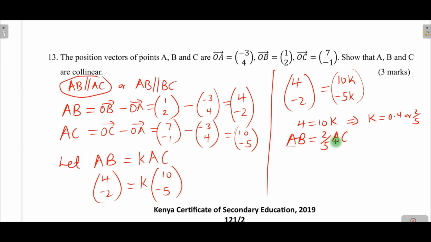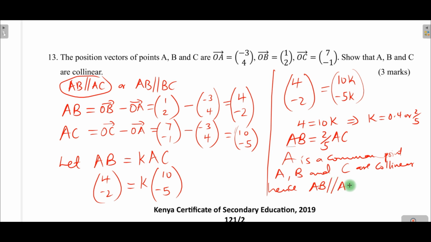And here we can see that A is common. A is a common point. Therefore, we say that A, B, and C are collinear. They are collinear, hence AB is parallel to AC. That's how we show collinearity of points.